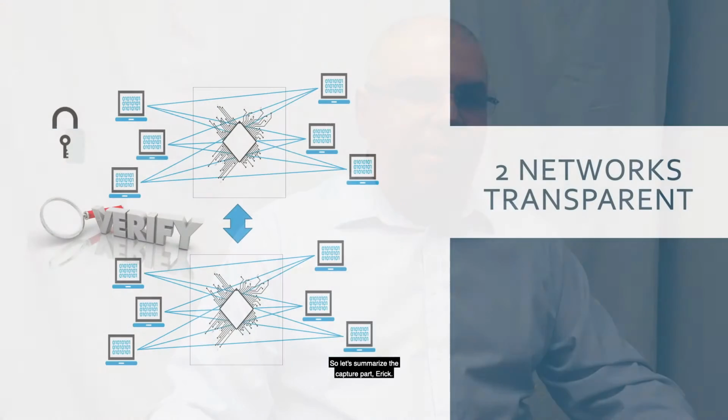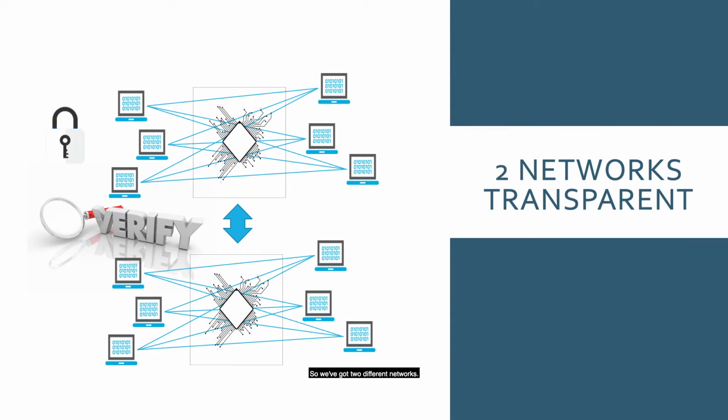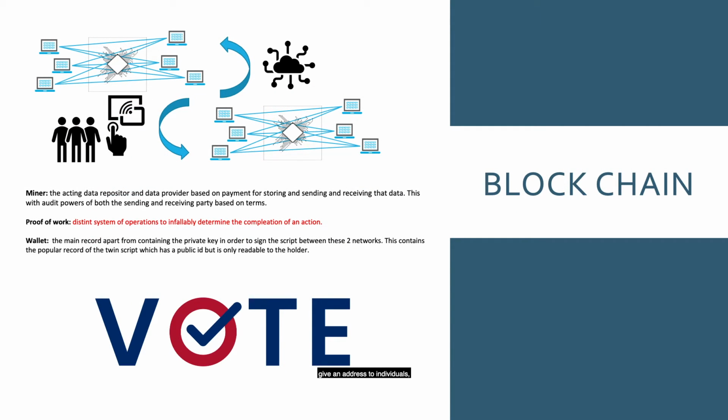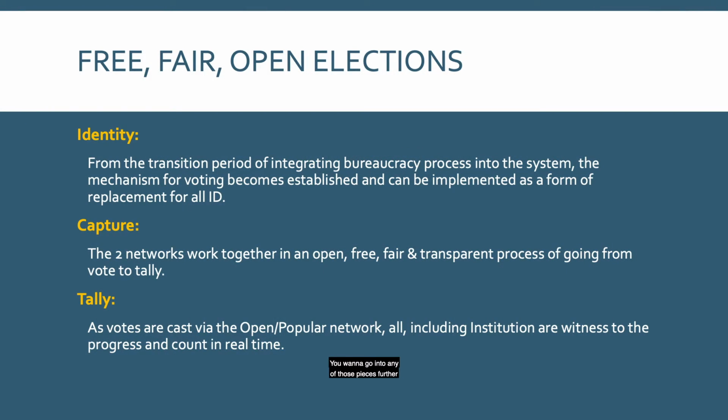So let's summarize the capture part, Eric. We've got two different networks. Those two networks are going to somehow give an address to individuals. The people who have those addresses can use it to cast their votes, right? Yes. And in real time, those systems are going to be tallying the votes essentially, to feed into the tally phase. And in the tally phase, there's a process of both validation as well as accounting. Do you want to go into any of those pieces further and give more insight as a review?